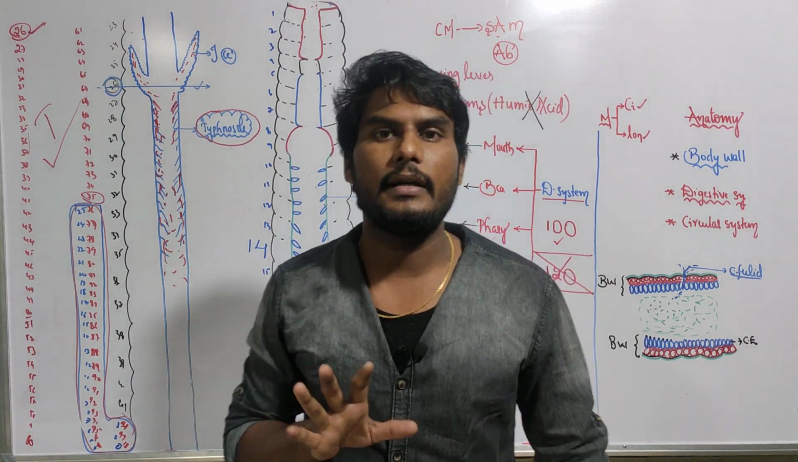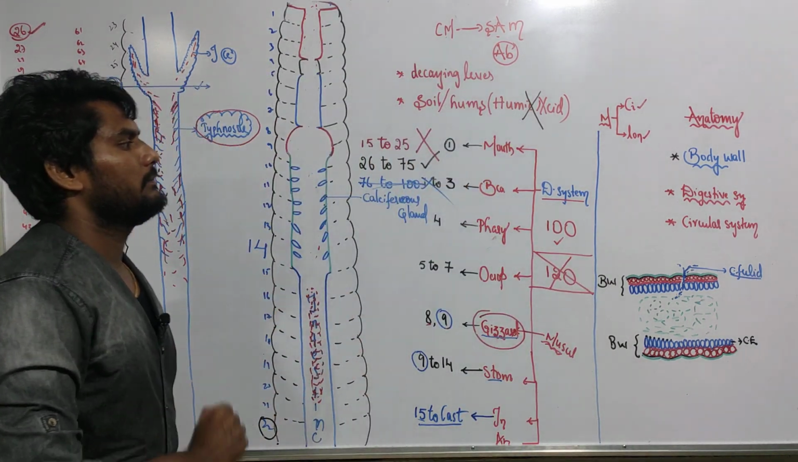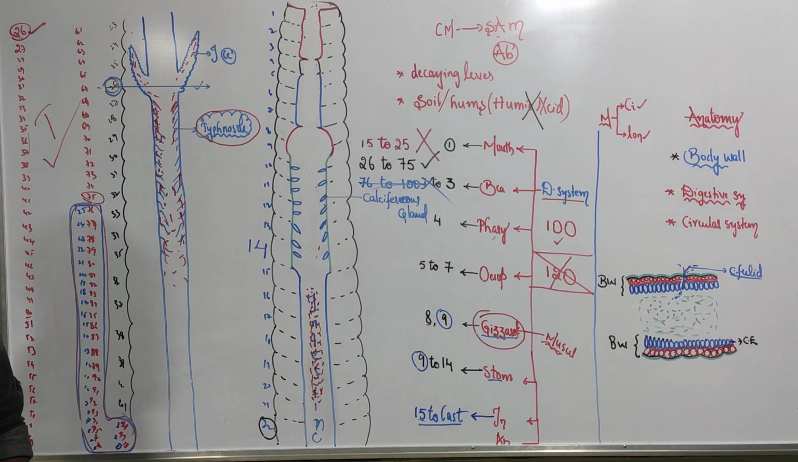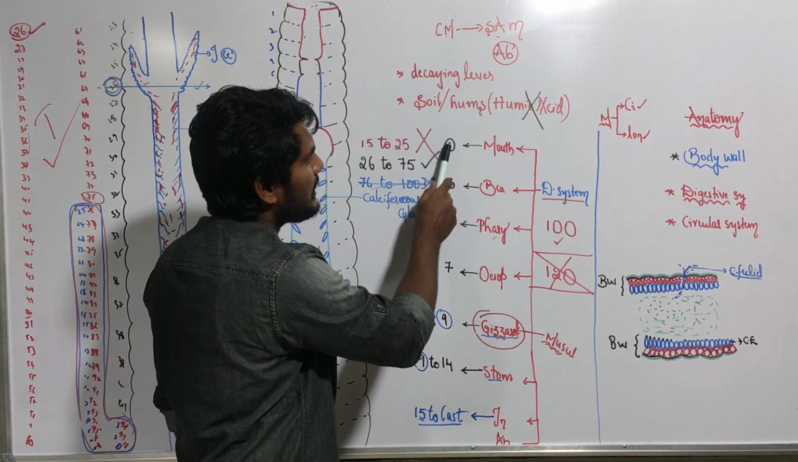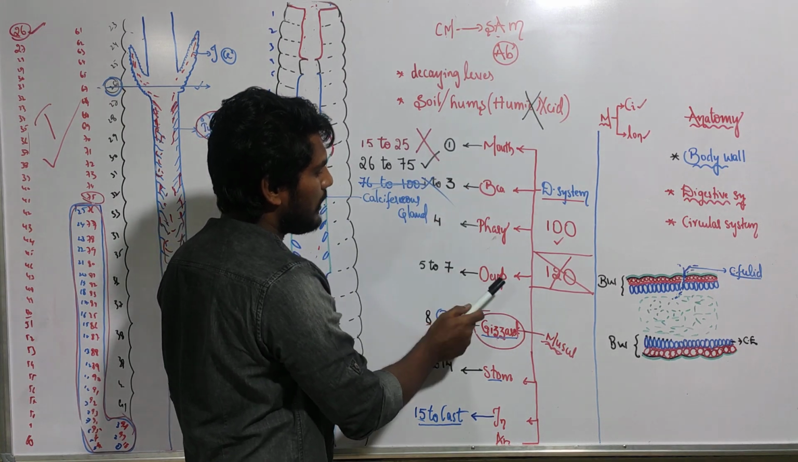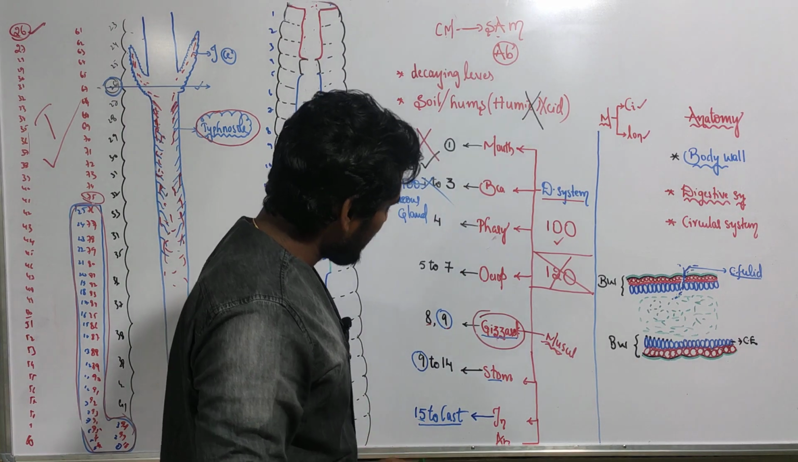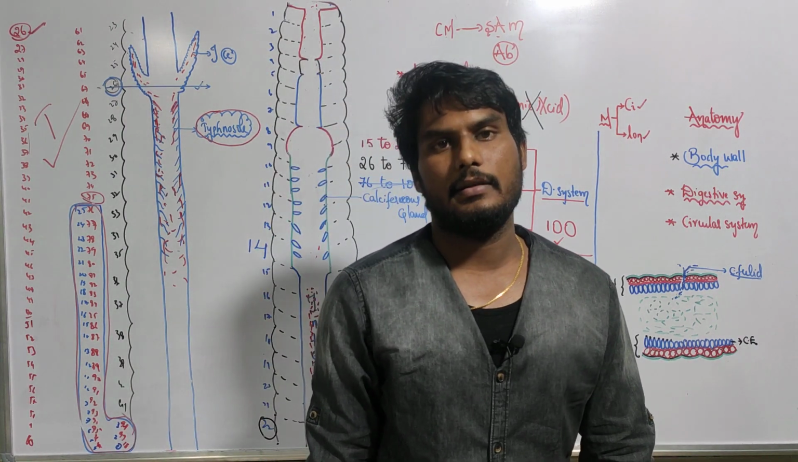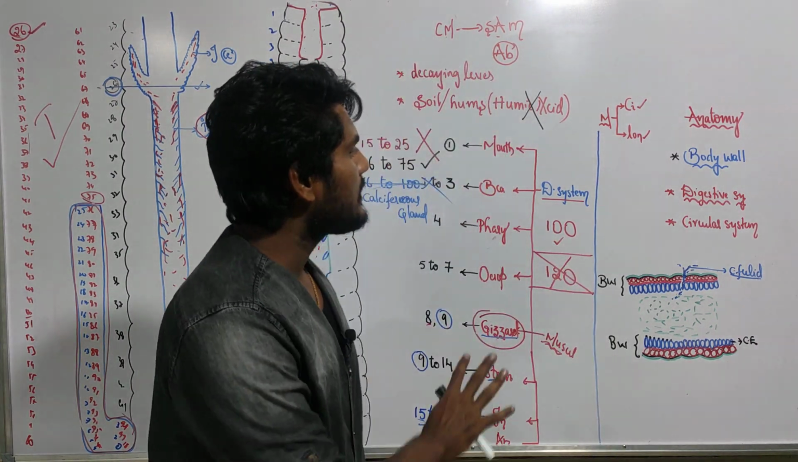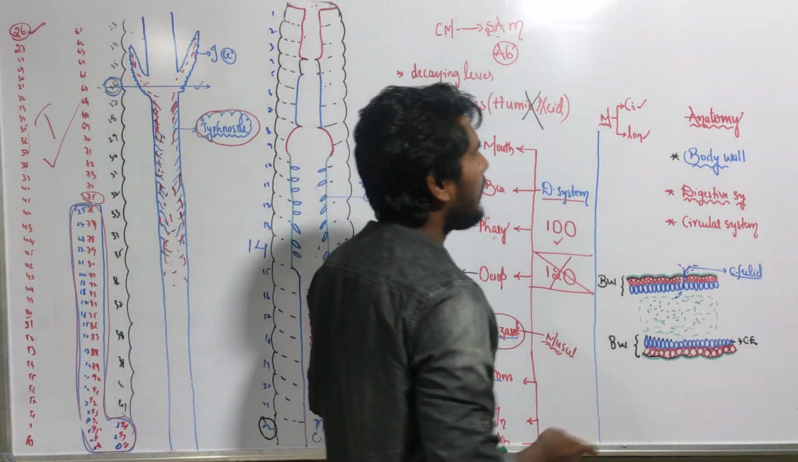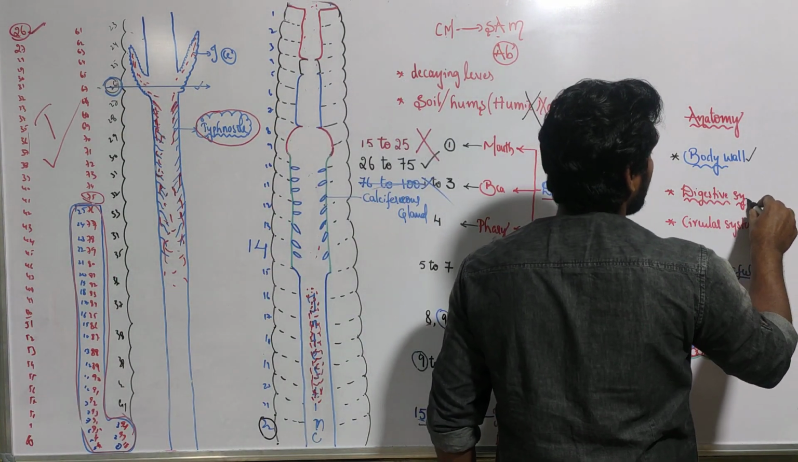This is about the digestive system of the earthworm. If you have any doubt, first remember all this. Mouth in the first segment, buccal cavity 1 to 3, pharynx 4, esophagus 5 to 7, gizzard 8, 9, stomach 9 to 14, and intestine 15 to last. This is about the body wall of the earthworm, which is followed by the digestive system of the earthworm.